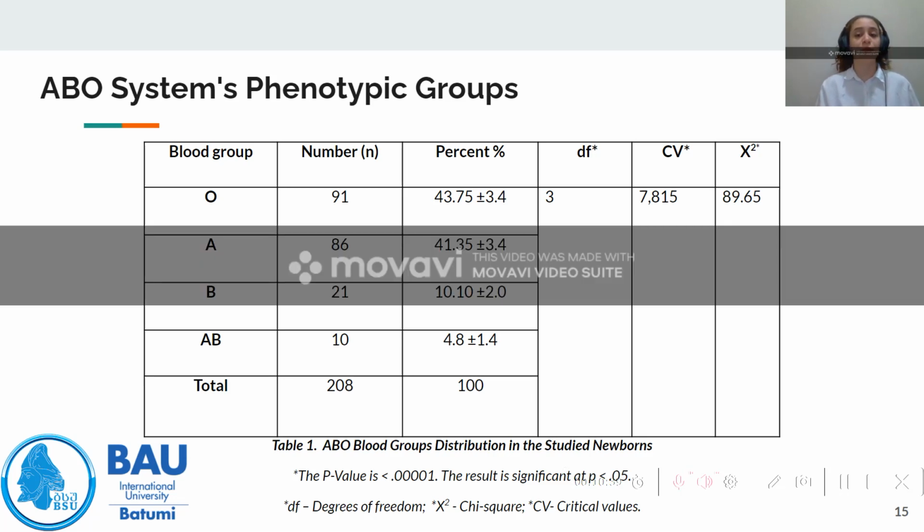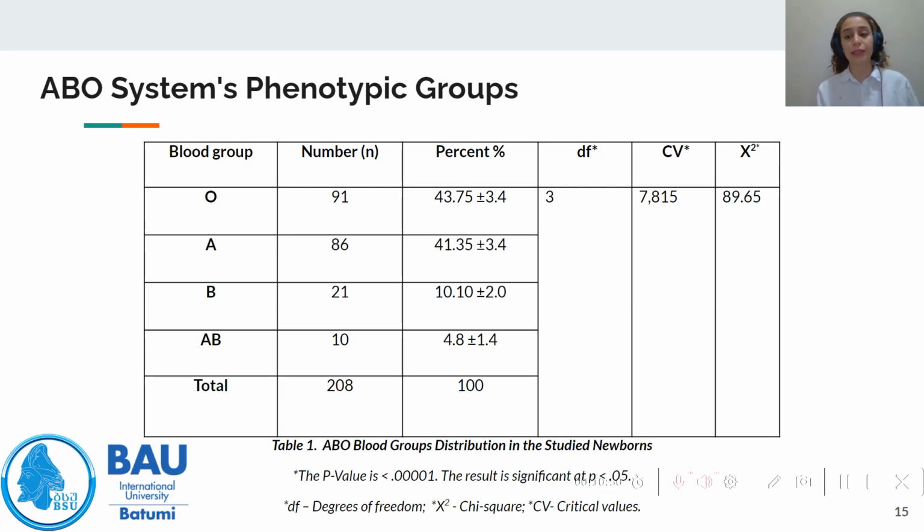So the degrees of freedom was 3. The critical value was 7.8, and the chi-square was 89.6, which is 11 times more than the critical value.